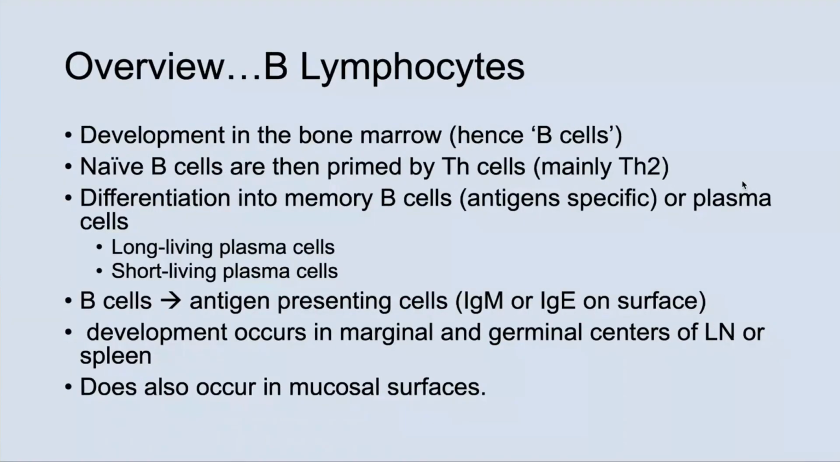So we're going to go over B lymphocytes. Okay, and again, they develop in the bone marrow, hence why they're called B lymphocytes. Okay, so naive B cells are primed by Th cells, mainly Th2, and they differentiate into memory cells or plasma cells. Right. So memory B cells. And once a B cell has been deemed appropriate, and it is primed, basically, it only responds to one type of antigen.